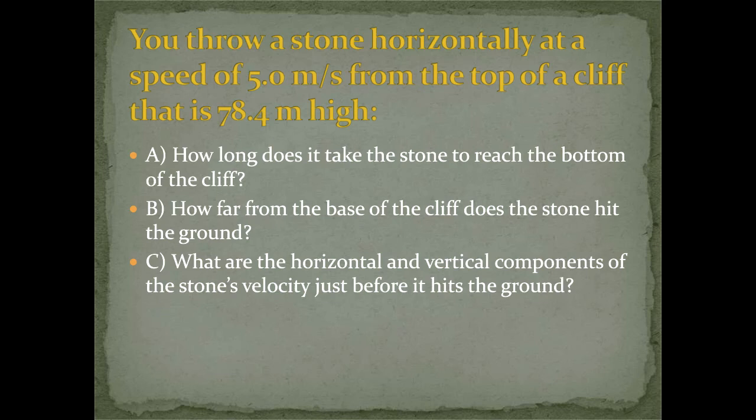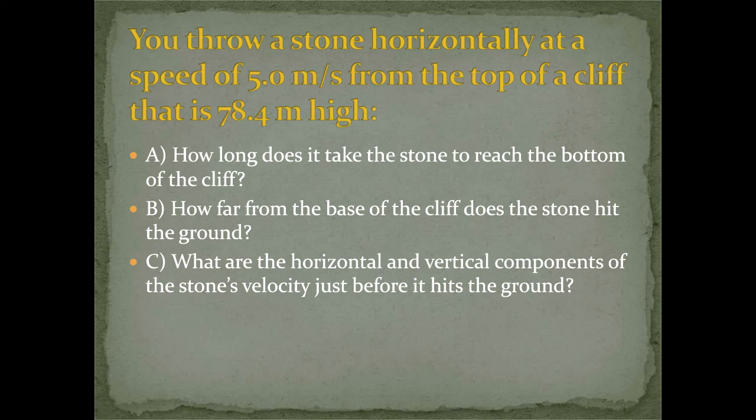So here are some questions that you would be asked. If you throw a stone horizontally at a speed of 5 meters per second from the top of a cliff that is 78.4 meters high, how long does it take for the stone to reach the bottom of the cliff? How far from the base of the cliff does the stone hit the ground? What are the horizontal and vertical components of the stone's velocity just before it hits the ground?